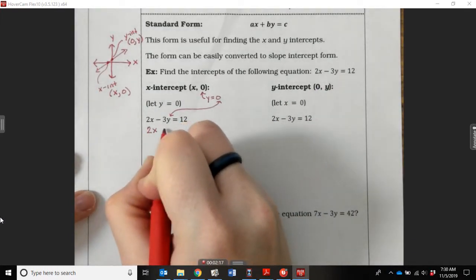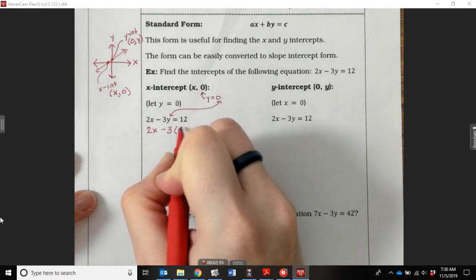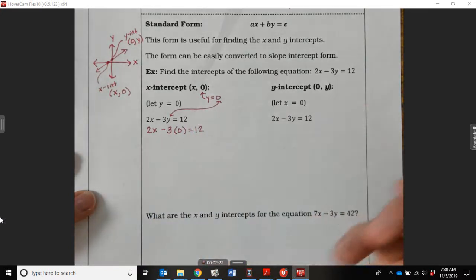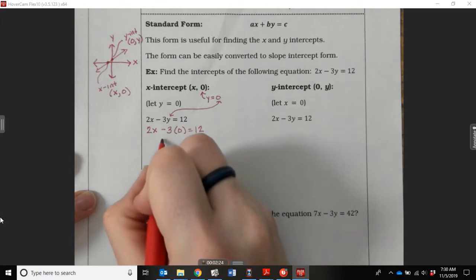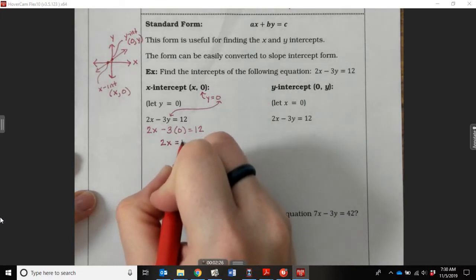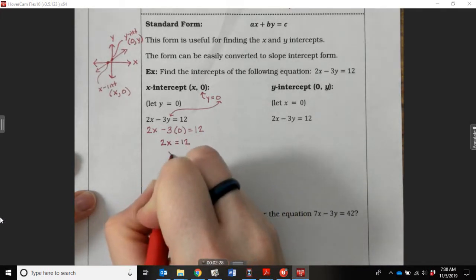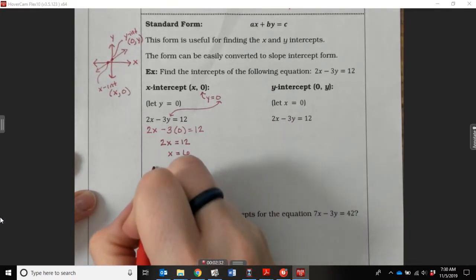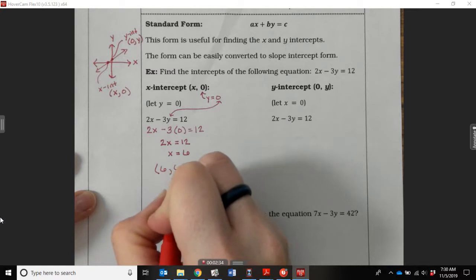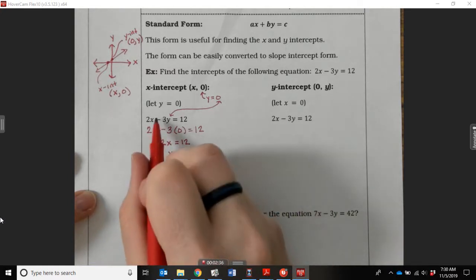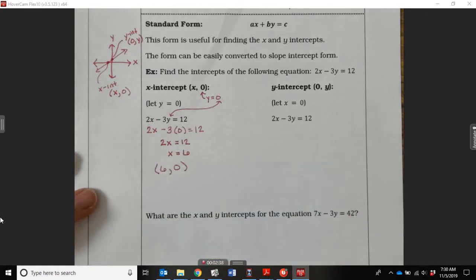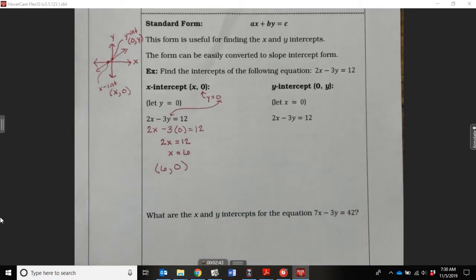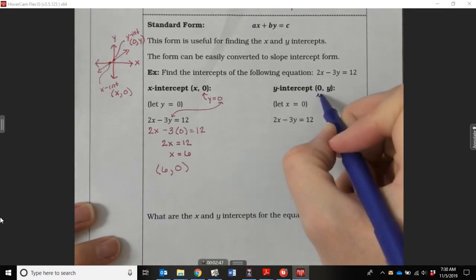So 2x minus 3 times 0 is 12. Well, 3 times 0 is 0, so I have 2x equals 12. Then we divide both sides by 2, and we get 6. And so my ordered pair is (6, 0). That's the numbers that we plugged in. So that's the x-intercept.